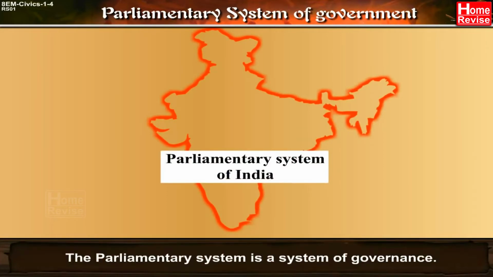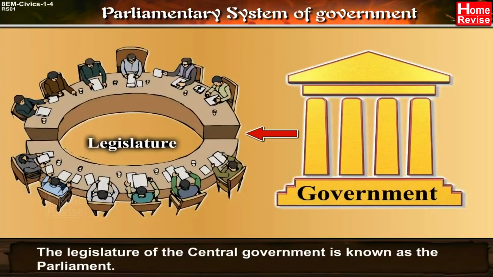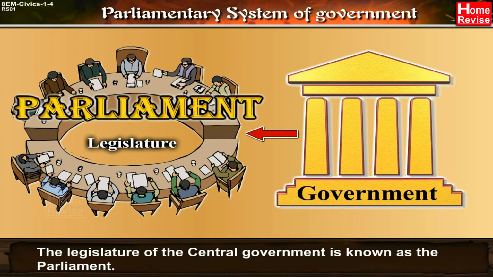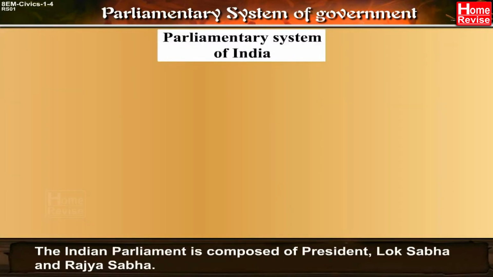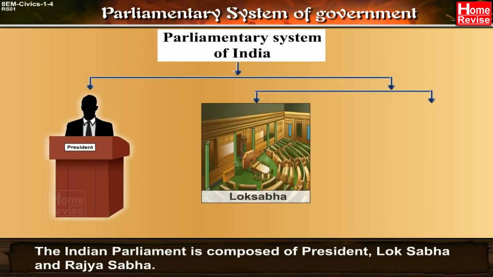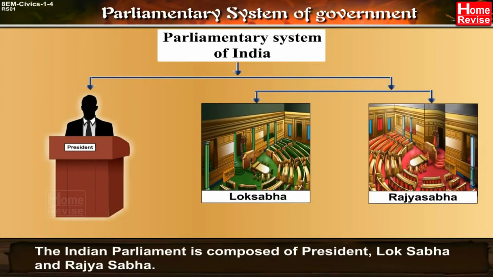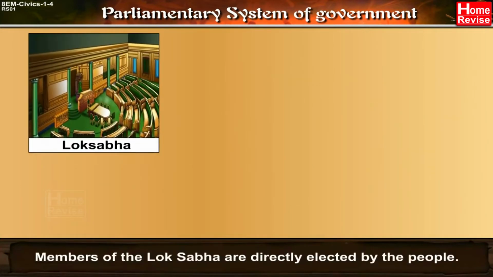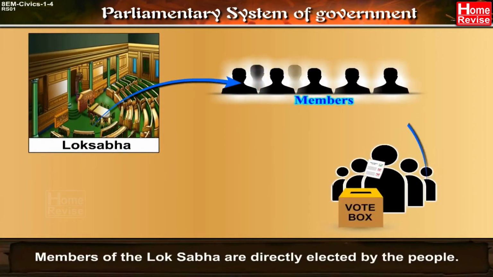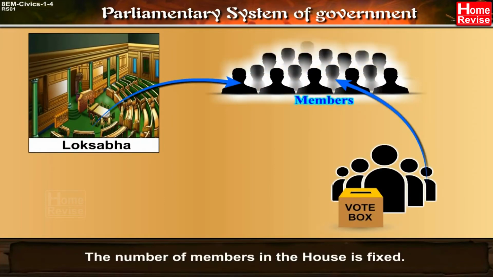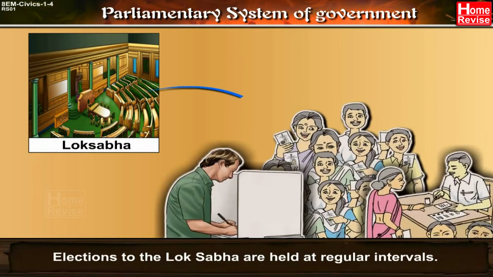The parliamentary system is a system of governance. The legislature of the central government is known as the Parliament. The Indian Parliament is composed of the President, Lok Sabha and Rajya Sabha. Members of the Lok Sabha are directly elected by the people. The number of members in the House is fixed. Elections to the Lok Sabha are held at regular intervals.